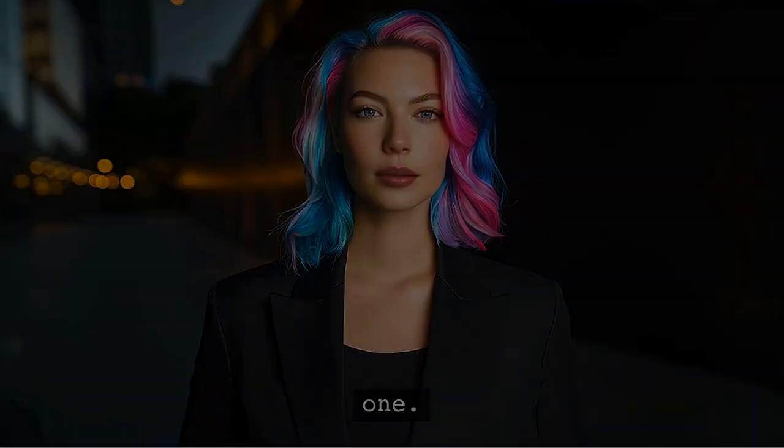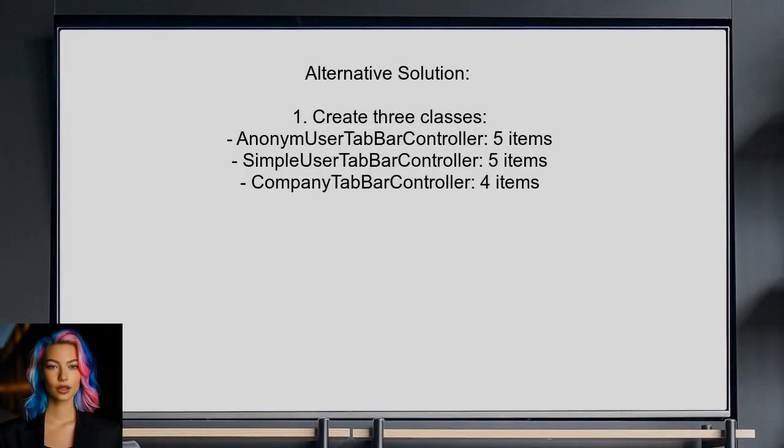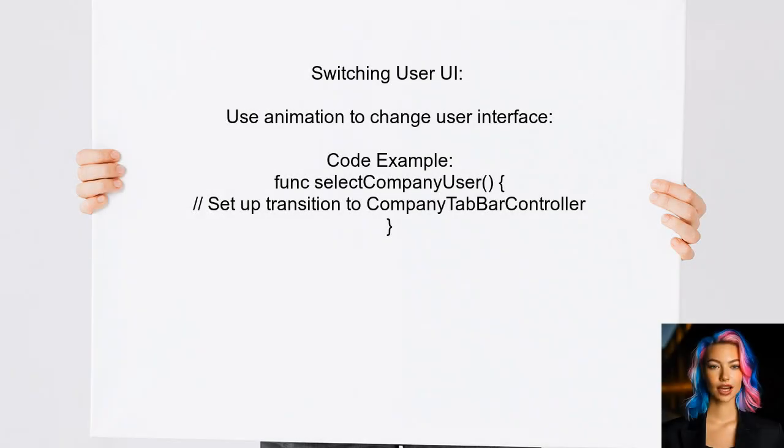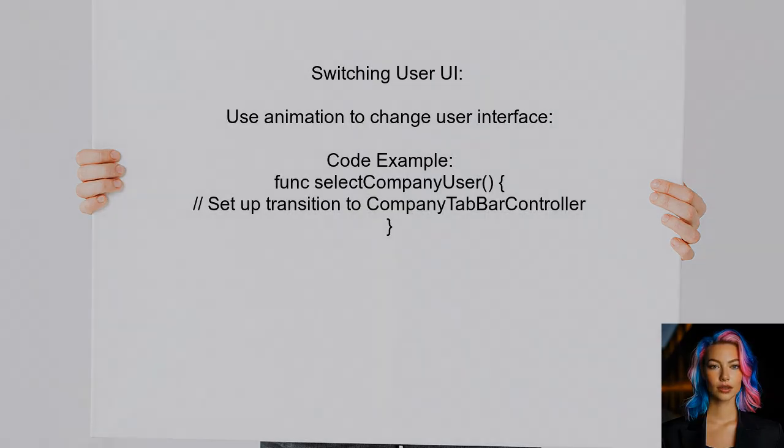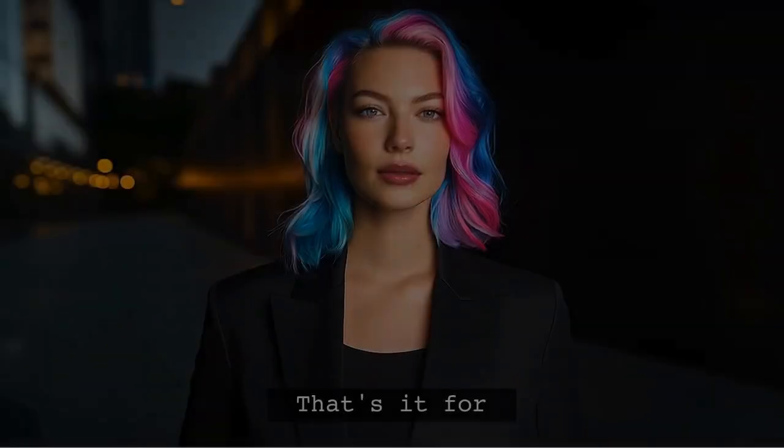Let's take a look at another one. An alternative solution provided by another user involves dividing the main tab bar controller into 3 separate classes. They created a non-user tab bar controller and simple user tab bar controller, both with 5 tab bar items, and a company tab bar controller with 4 items. To switch between user types, they use an animated transition. The function select company user sets the company tab bar controller as the root view controller with a flip animation. That's it for that response.